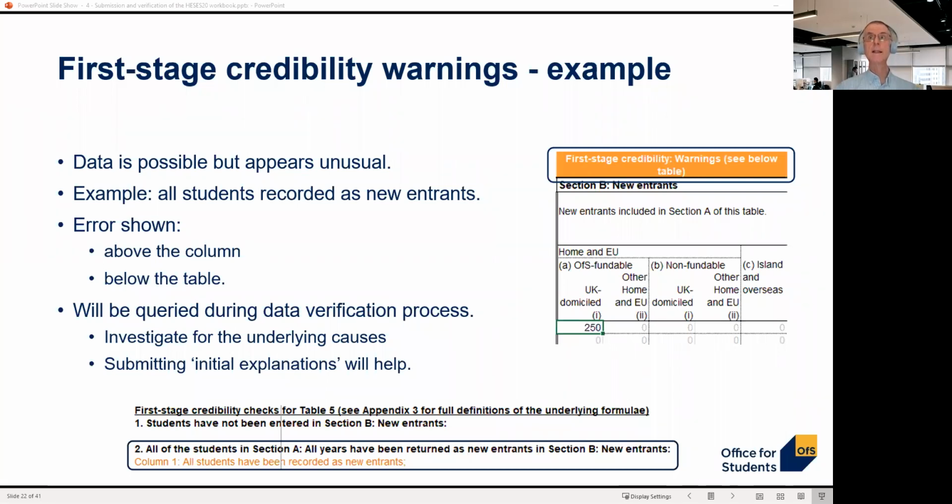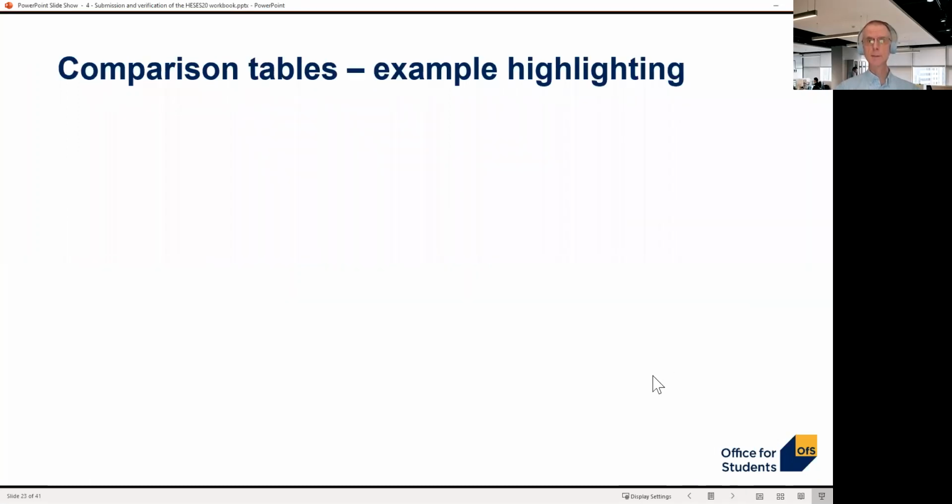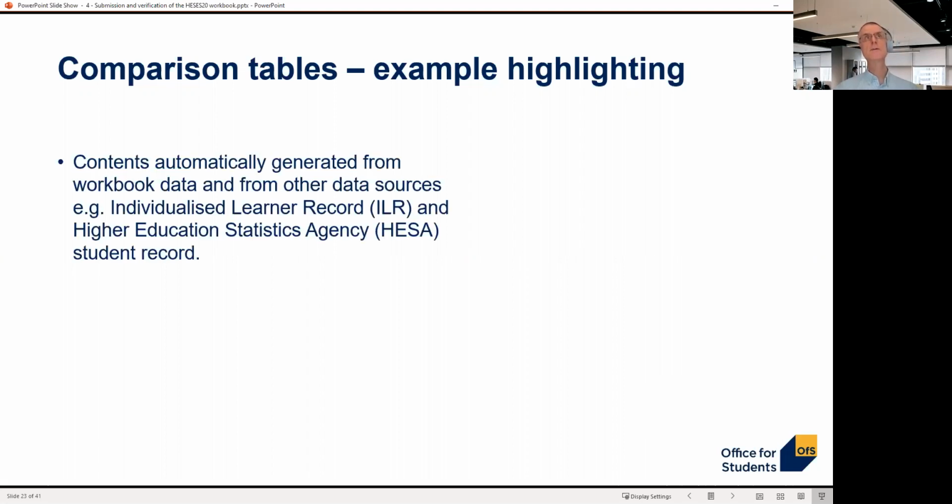But first, we're going to look at comparison table highlighting. This is the counterpart to first stage credibility warnings. As I said a moment ago, comparison tables appear towards the end of the HESES workbook, and their contents, as you can see here, are automatically generated from workbook data and from other sources, primarily things like the Individualized Learner Record and the HESA, the Higher Education Statistics Agency student records of different types. Because there are several of these and several variants, I'm not going to show you specific examples, but you'll probably notice these as you're looking at your workbook.